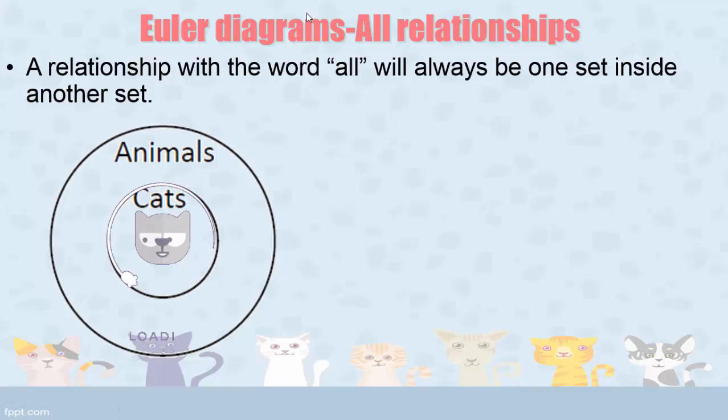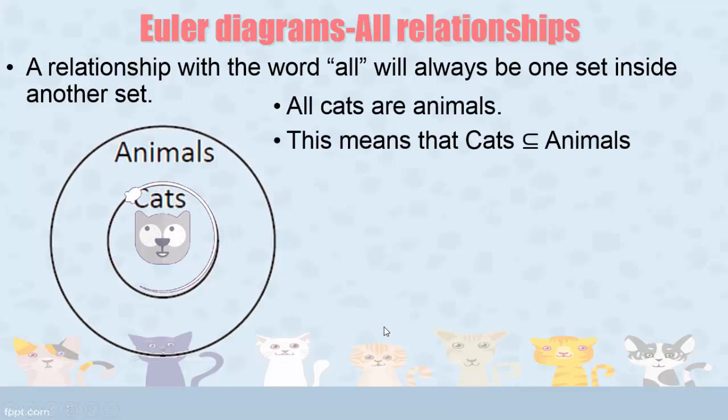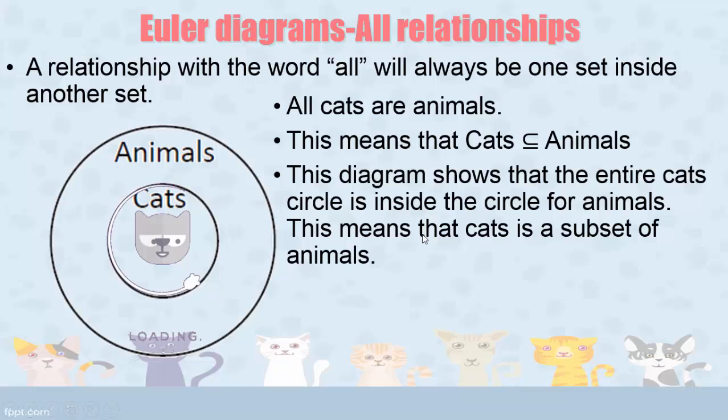The relationship with the word all will always be one set inside another set. So in this case, if we look at this, we see all cats are animals. So we see the little cats circle inside the animal circle. And this means that cats are a subset of animals. And there it's clear because the cats are inside the circle with the animals.